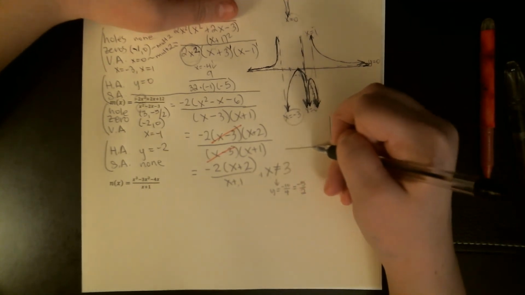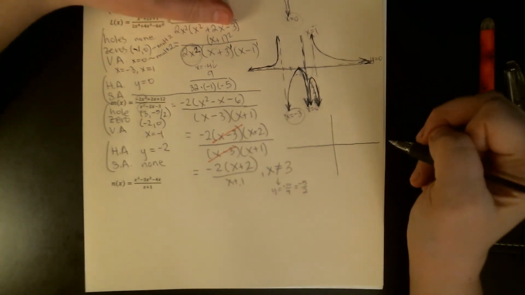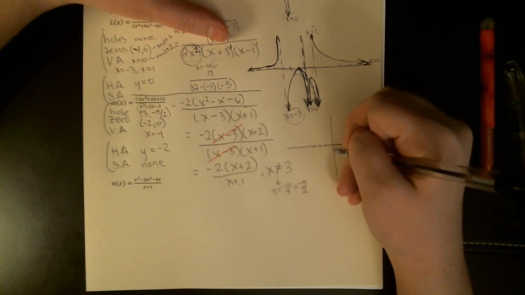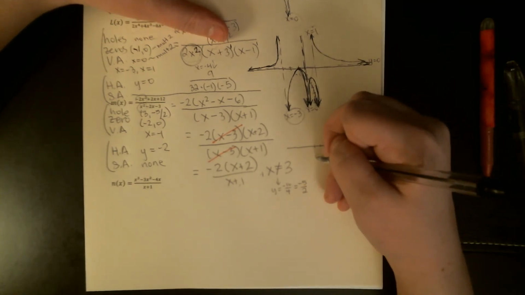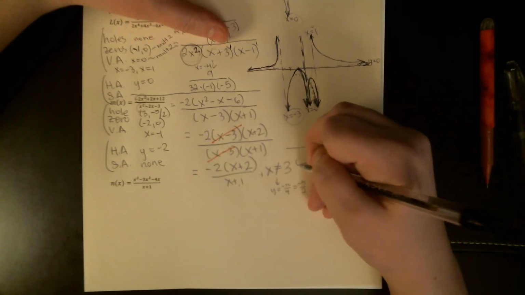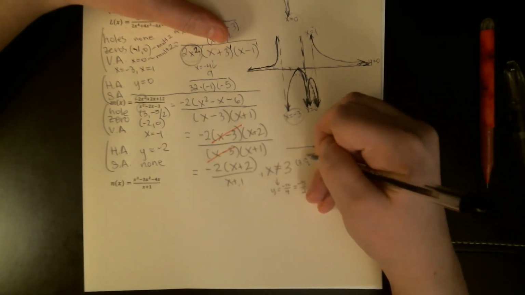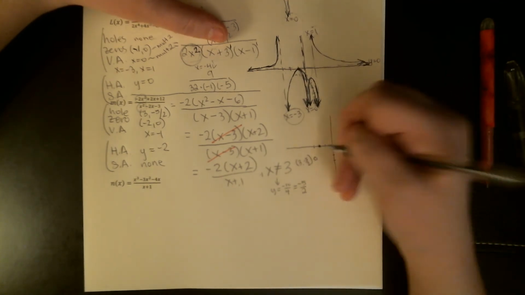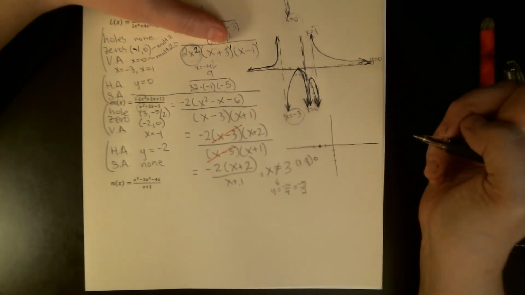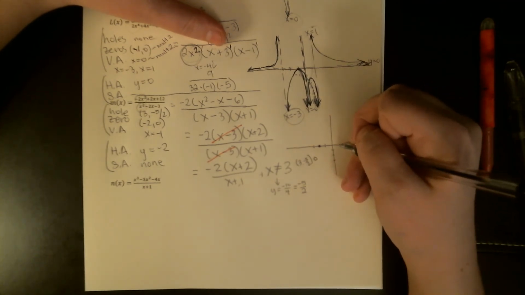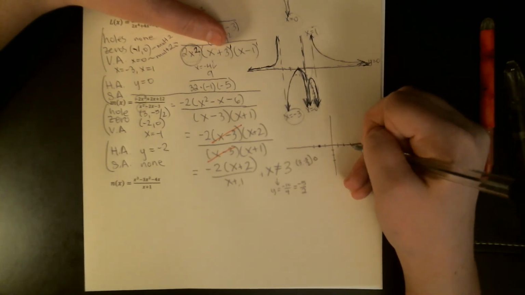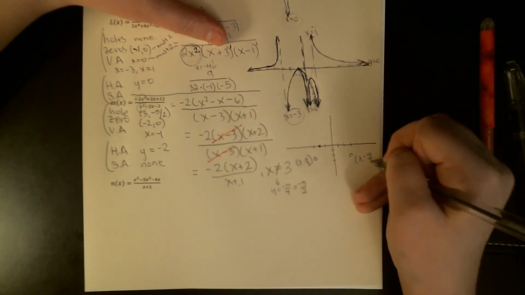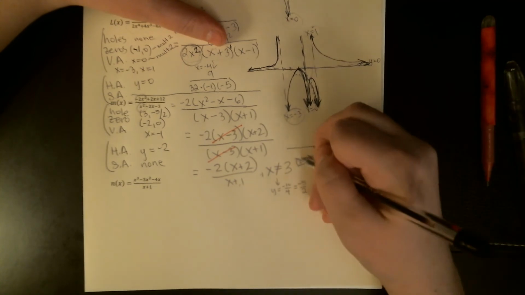This paper's getting a little squashed. So we have a hole at 3, -2.5, right here. 3, -5/2. We have a zero at -2. Oh, hold on. We have a hole at 3. I even wrote it right. 3, -2.5. There we go. -5/2. Don't mind me. Okay, gone.